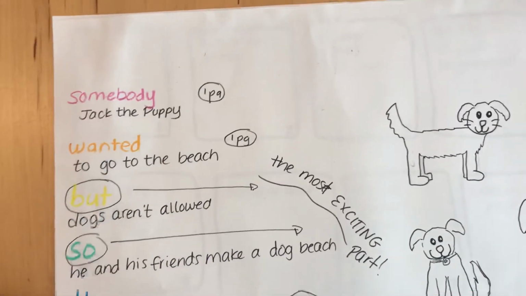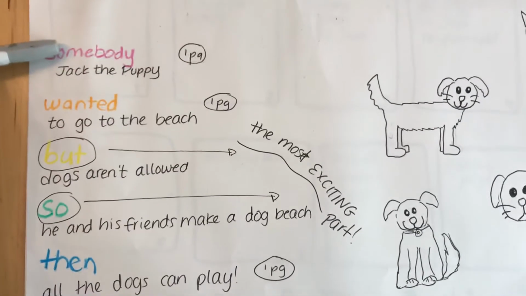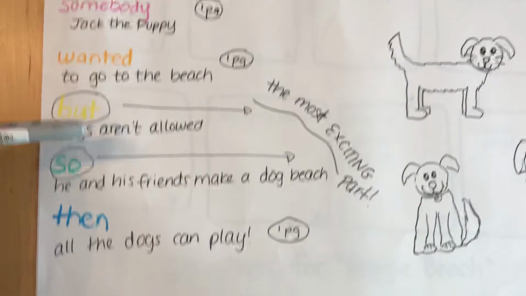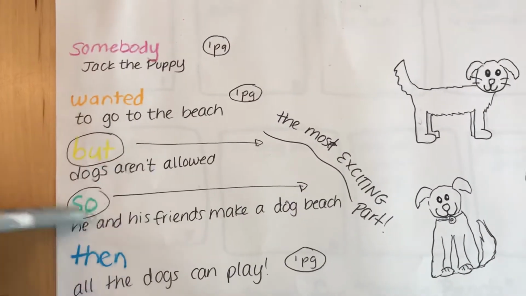The main character, whether a person or a creature, their goal and the ending get just a little bit of time, but the middle gets the most time. It's the most exciting part.